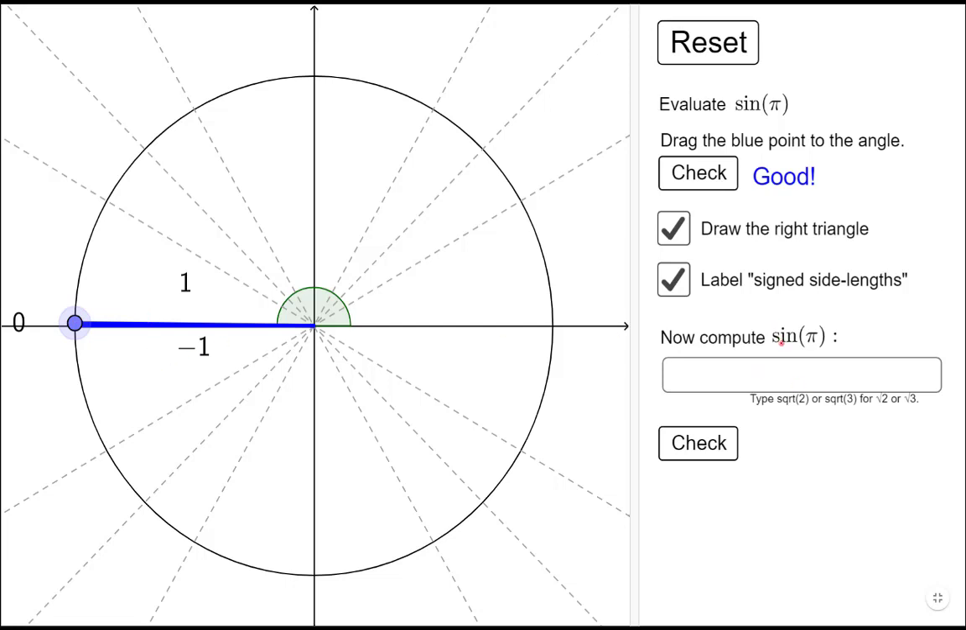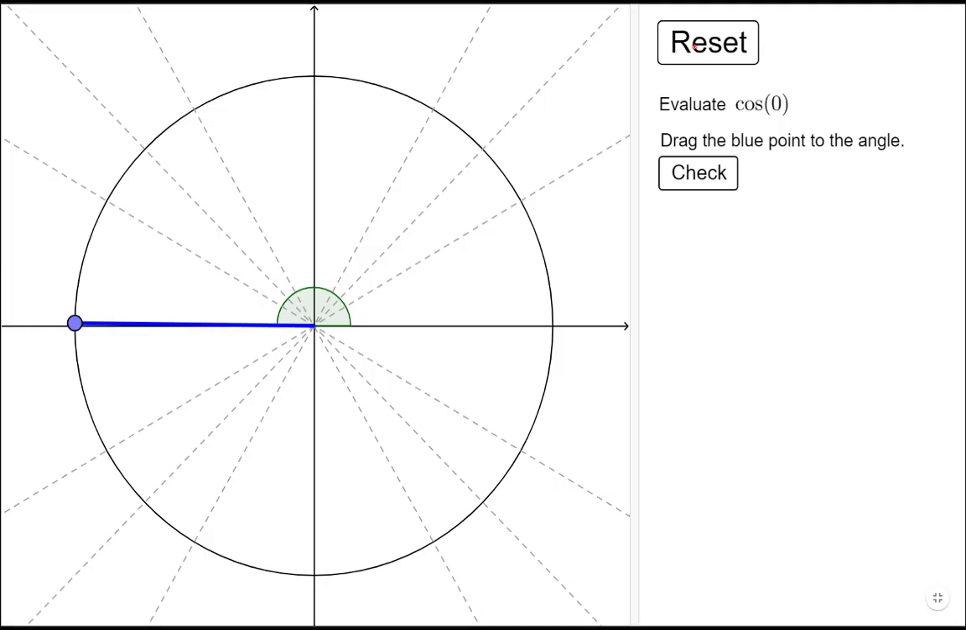What is sine? Sine is opposite over hypotenuse. The opposite is 0 over the hypotenuse of 1. 0 divided by 1 equals 0. Put in 0 and check. That's it. Let's do one more.